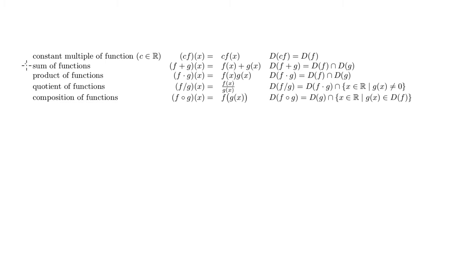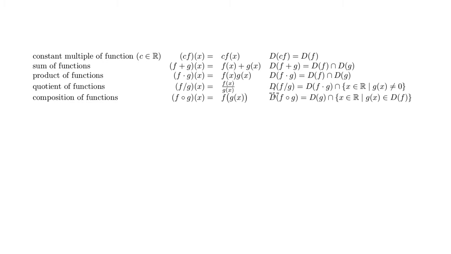So for instance, if I have a function f, I can take a constant multiple of that function. So I can just multiply the function by that constant multiple, and that's just going to multiply all of the outputs by whatever that real number is, c. And that's not going to change the domain of f. And then we can add two functions. We'll see that the domain is just going to be the intersection of the domains of the two functions.